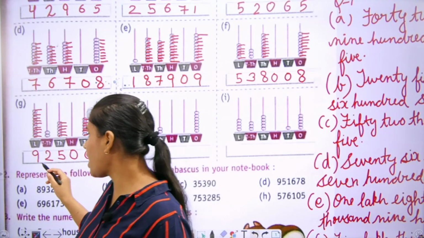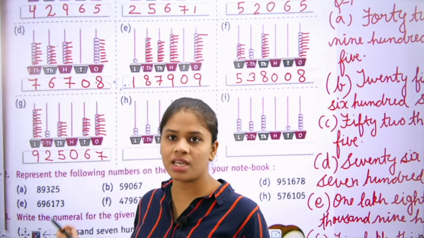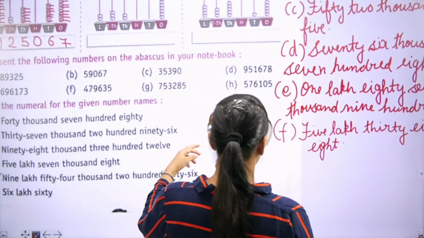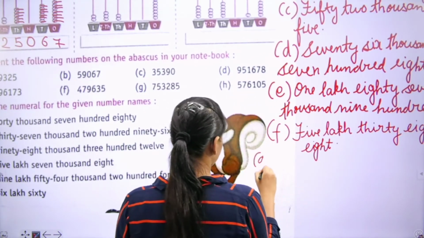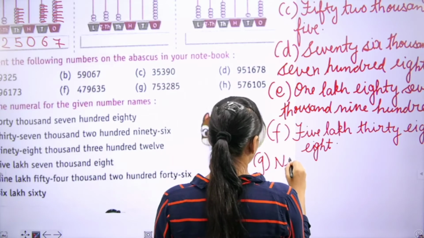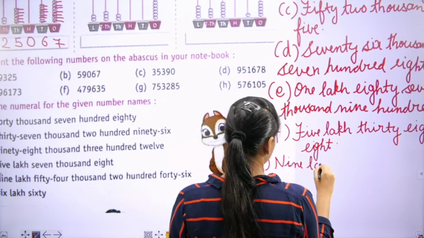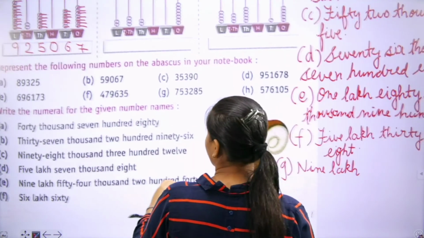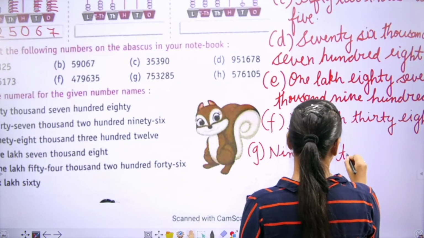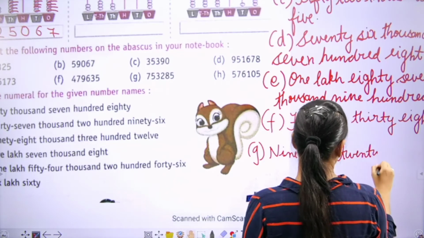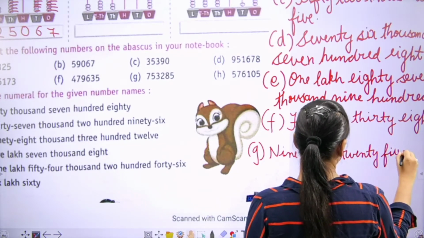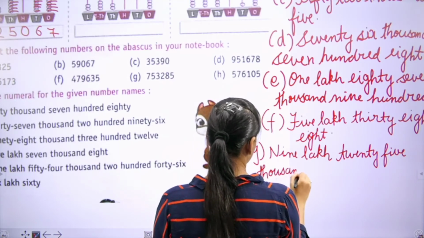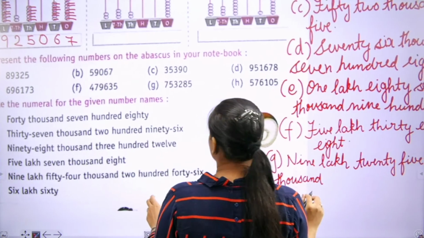That is 9,25,067. Again, we have to write in words. 9 lakh 25,000 67.